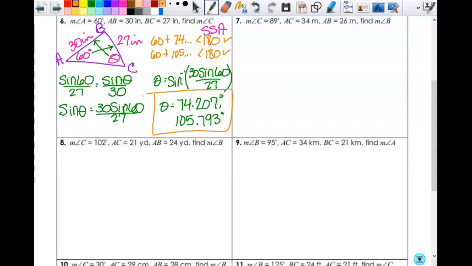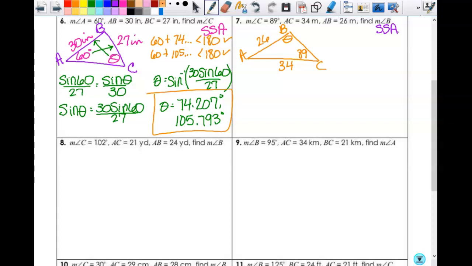All right, so let's do number 7. We're going to draw and label the triangle. This is 89 degrees. AC is 34. AB is 26. So this again is two sides and the non-included angle, so it's side-side-angle, which means I use the law of sines, but I have to check for other stuff.